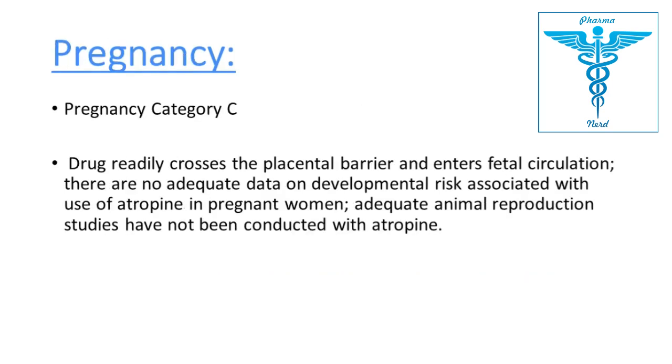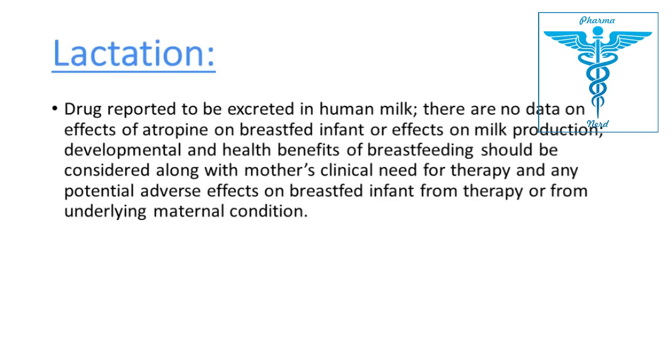Pregnancy category C. The drug readily crosses the placental barrier and enters fetal circulation. There are no adequate data on developmental risk associated with the use of atropine in pregnant women. Animal reproduction studies have not been conducted with atropine.